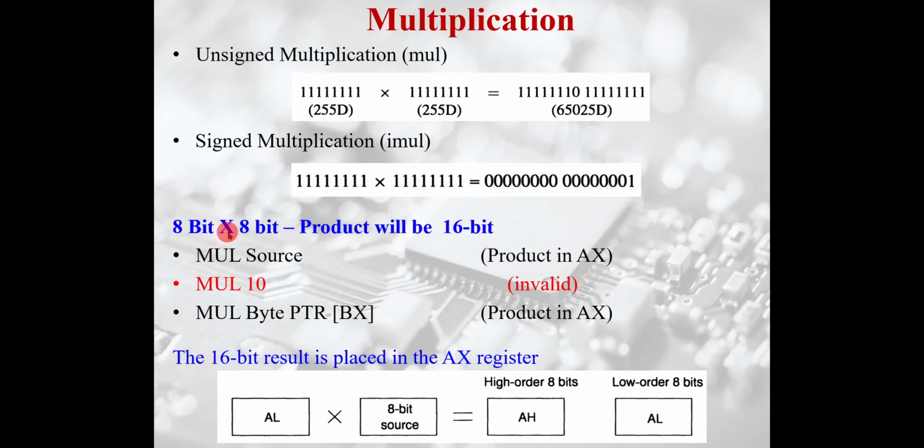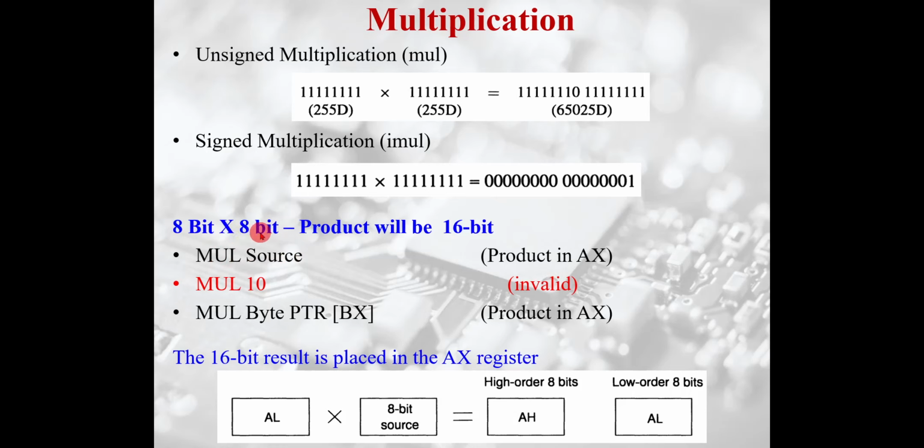First we'll see 8-bit into 8-bit multiplication. Obviously when you are doing an 8-bit by 8-bit multiplication, the result can be 16-bit. If these are smaller numbers, the result can be 8-bit also, but generally speaking, you have to cater for a 16-bit register to hold the result, because 8-bit by 8-bit multiplication can result in 16-bit data. So the first syntax is MUL source.